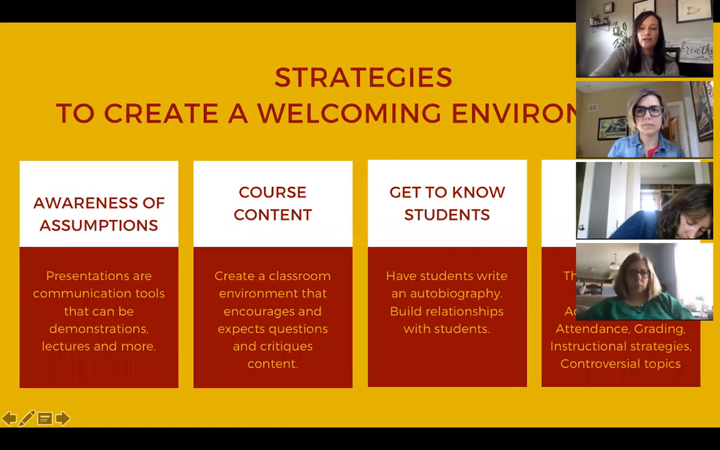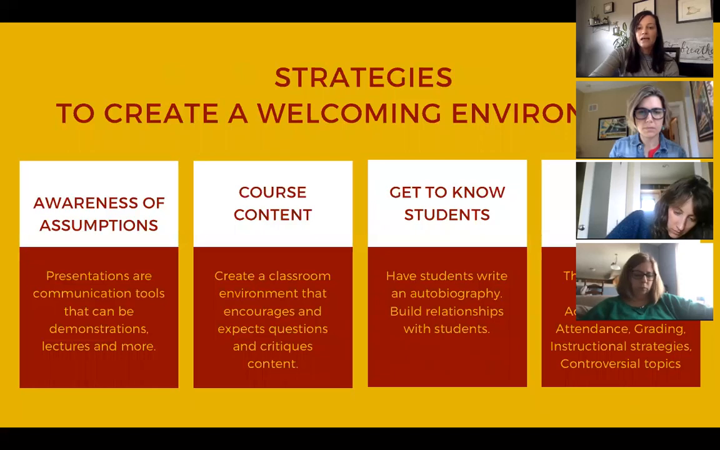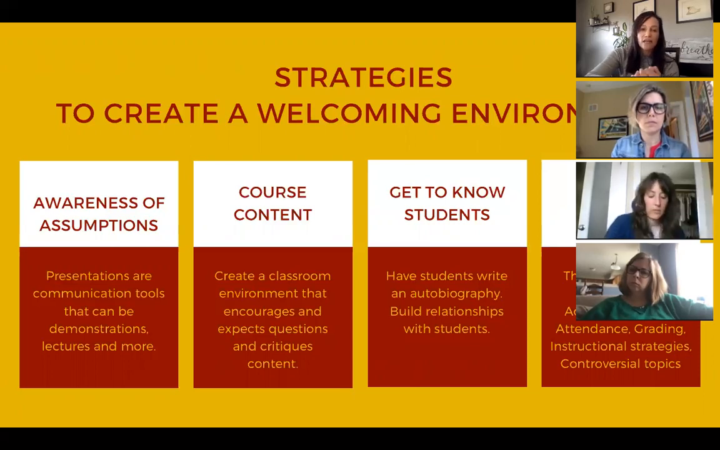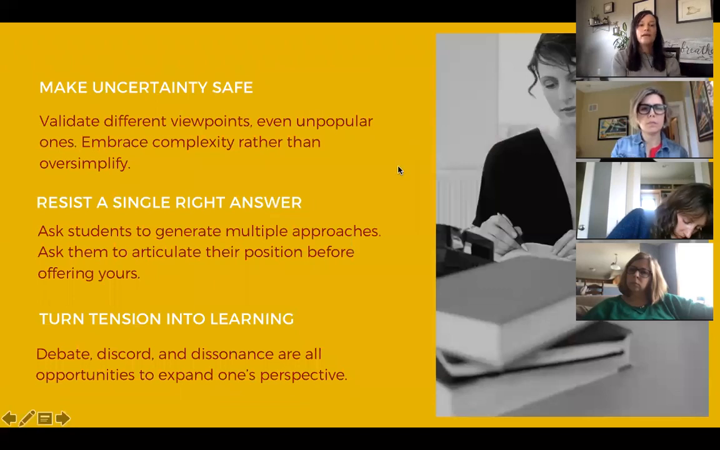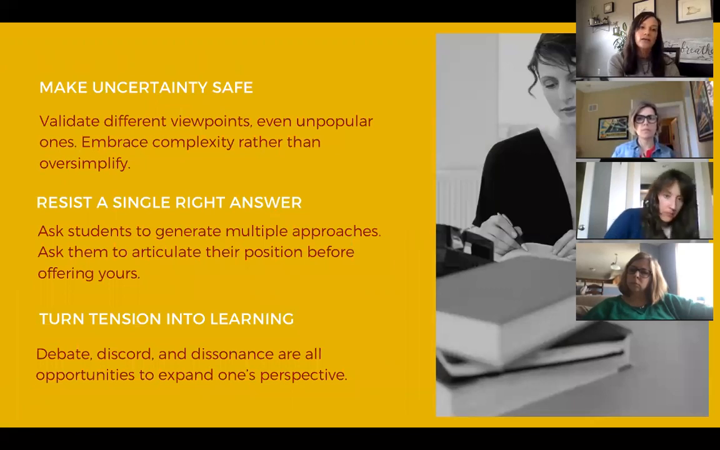planning, right? We have to look at how we accommodate students, how we take attendance, what we do with grading, our instructional strategies, and how we handle controversial topics. I think that's a really important component related to this idea. I am not someone who tries to avoid controversial topics. I like to discuss them in the classroom, but I think many of you talked about how we define safety and taking risk, and I think that is on my next slide, so I want to get to that. Make uncertainty safe. And this comes from our author of our textbook, How Learning Works, but the idea of validating different viewpoints, even unpopular ones.